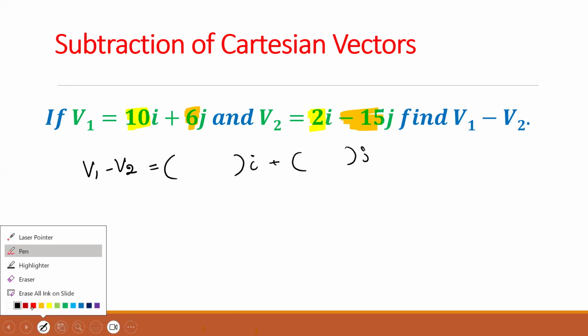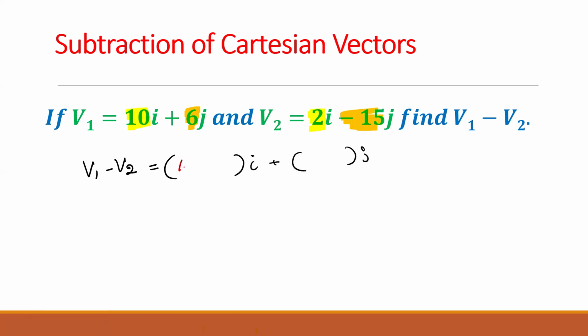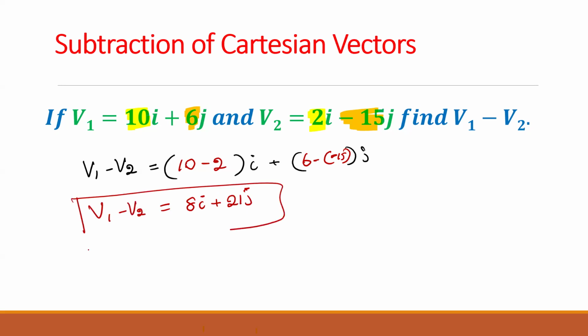So what is that thing inside the brackets? Here it should be 10 minus 2. Here this should be 6 minus 50. Does that make sense? So our answer will be 8i plus 21, isn't it? 21j. So V1 minus V2 will be this.